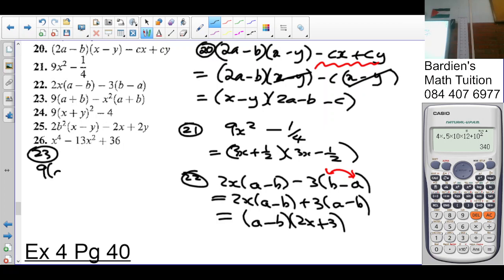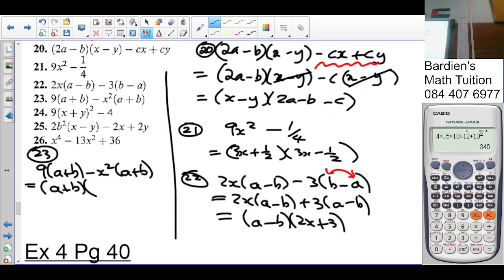23. You got 9 into a plus b minus x squared into a plus b. Now what are we going to do in number 23 first? The common bracket. So, a plus b, 9 minus x squared. So what type of factorization here? Difference of two squares. So it's a plus b, 3 plus x, 3 minus x.